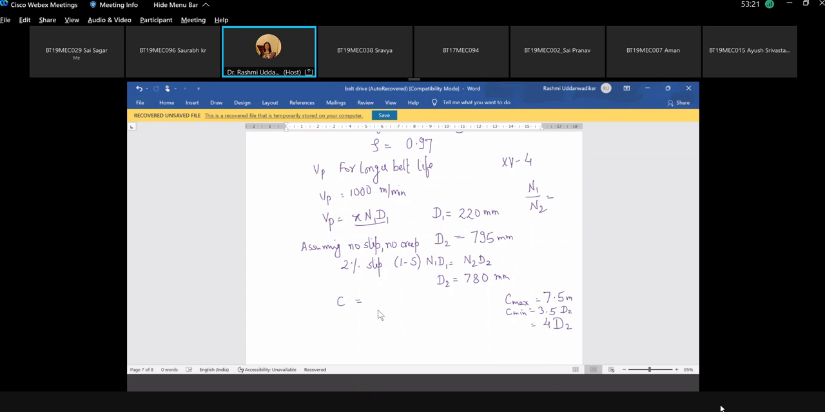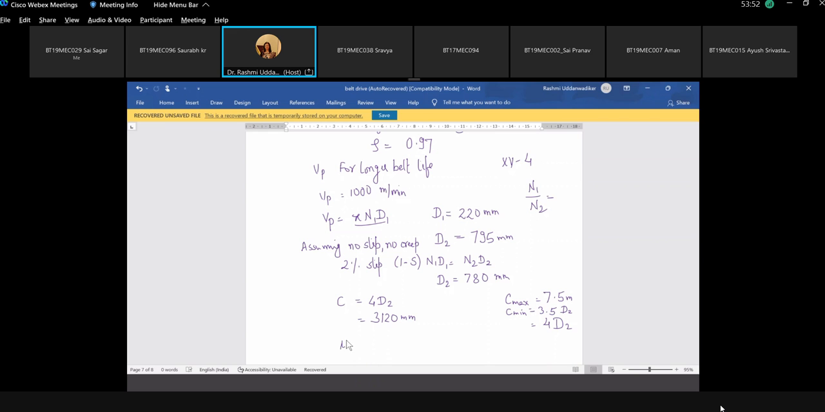So assuming the center distance as 4 times of larger pulley diameter, what is the center distance? Center distance is coming out to be 3120 millimeters. 3 meters, right? 3 meters.